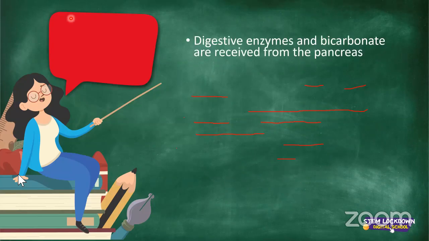Okay, and then the other point that I mentioned was that digestive enzymes and bicarbonates are received from the pancreas. Remember in the previous slide, I said that pancreatic juices are released into the duodenum via the hepatopancreatic duct. So that pancreatic juice is your digestive enzymes and your bicarbonates, which come from your pancreas and are entering your small intestine. Okay, so this is where we have a connection of your accessory organs and your organs of the alimentary canal. All right.